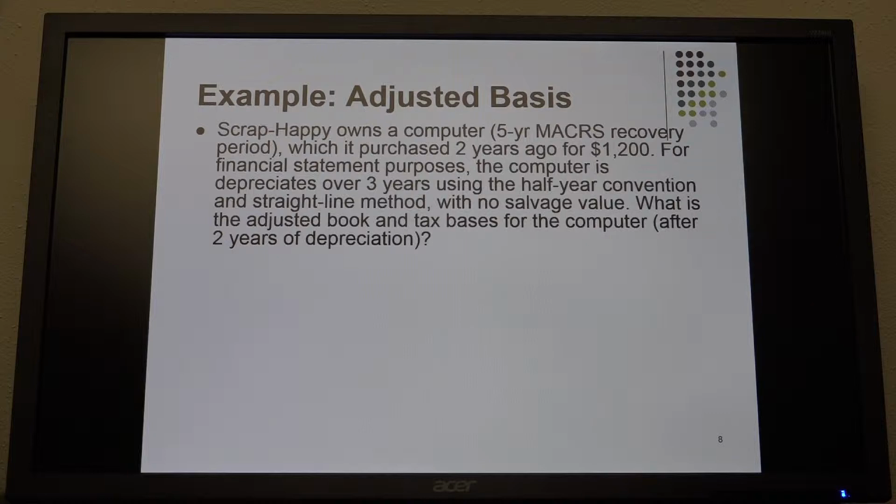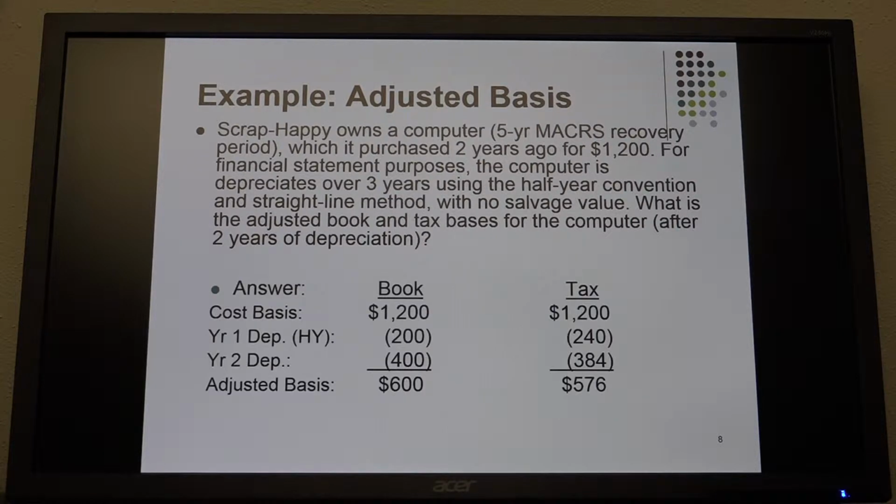So we have this example of this company that owns a computer, which is a 5-year MACRS recovery period, purchased 2 years ago for $1,200. For financial statement purposes, the computer's depreciated over 3 years using the half-year convention and straight-line method with no salvage value. What is the adjusted book and tax bases for the computer after 2 years of depreciation?